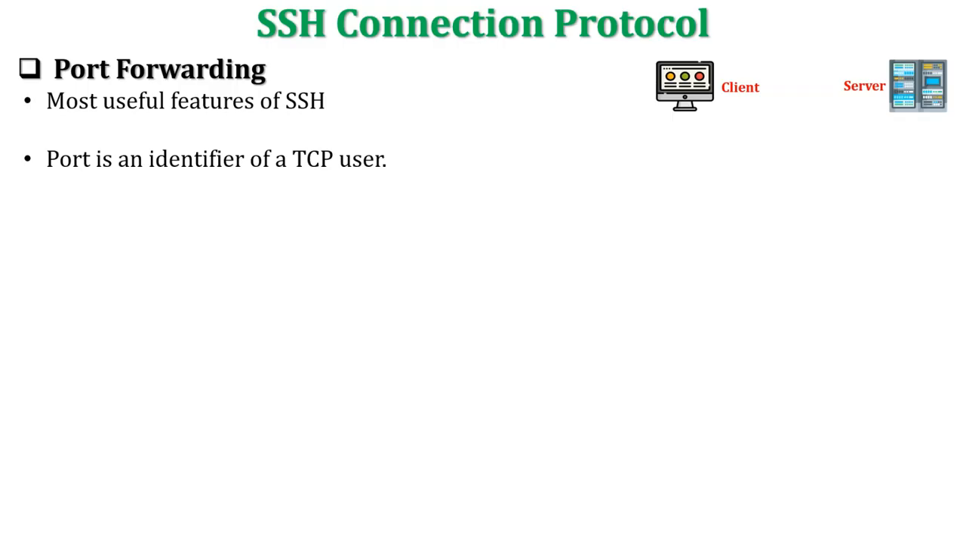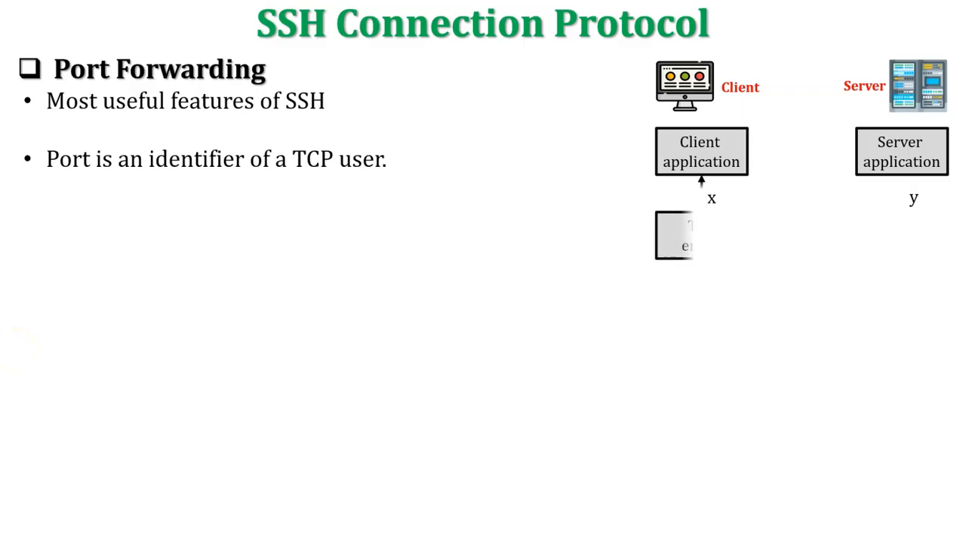For example, at the client side, there is one application. It is identified by the port number X. And the same at the server side, there is one server application. It is identified by the port number Y. Now the client application invokes a local TCP entity. The client side local TCP entity sends a request for a connection to the remote server on port Y. So it means the local TCP entity negotiates a TCP connection with the remote TCP entity such that the connection links local port X to remote port Y.